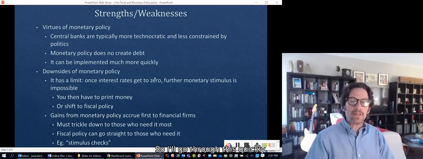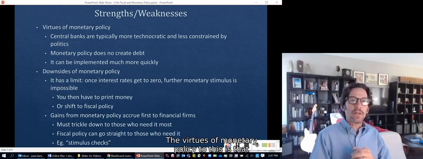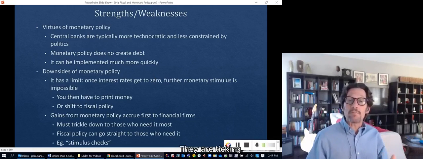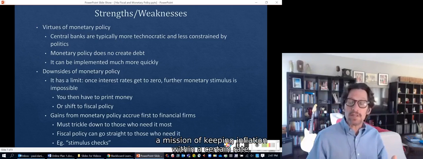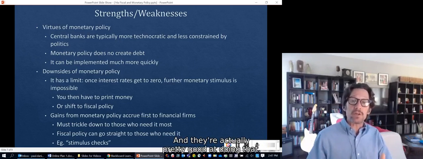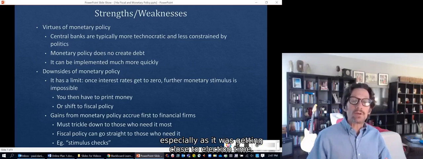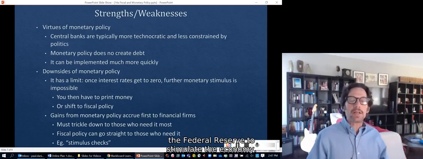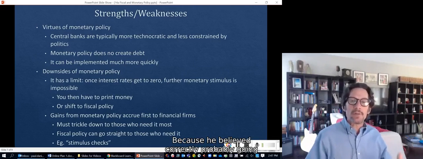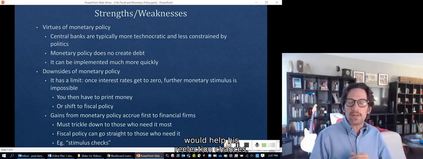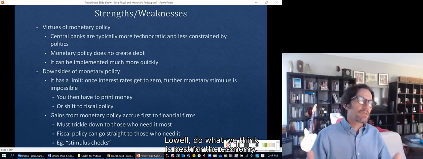I've kind of hinted at this already, so I'll go through this quickly. The virtues of monetary policy are this, is that central banks are insulated from political pressure. They're run by usually PhD economists with a mission of keeping inflation within a certain rate, and they're actually pretty good at doing that. You might recall that during the Trump administration, especially as it was getting close to election time, Donald Trump was putting immense pressure on the Federal Reserve to stimulate the economy because he believed, correctly probably, that a stimulated economy would help his re-election chances. And the Federal Reserve basically said, well, we'll do what we think is best for the economy.